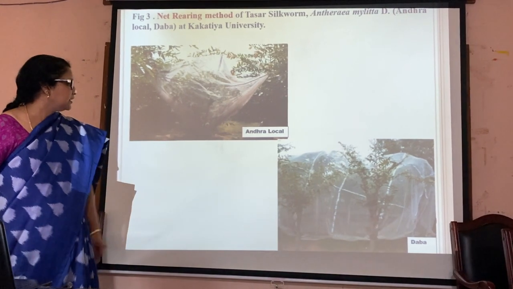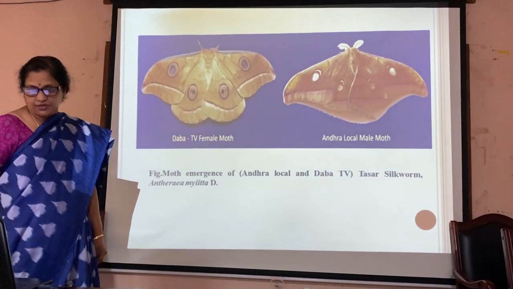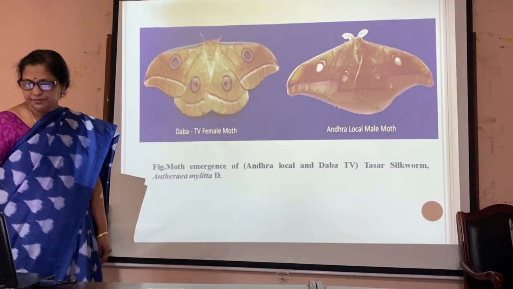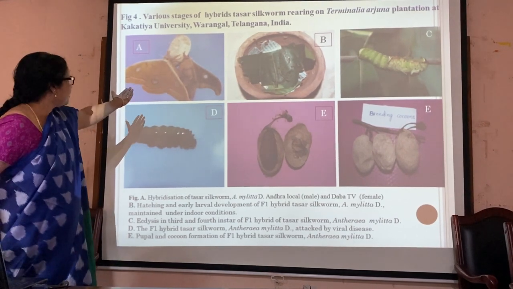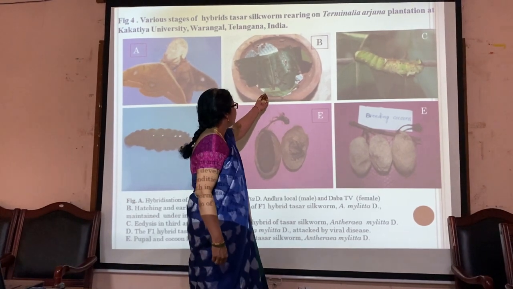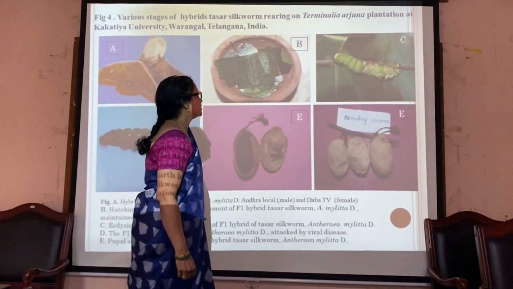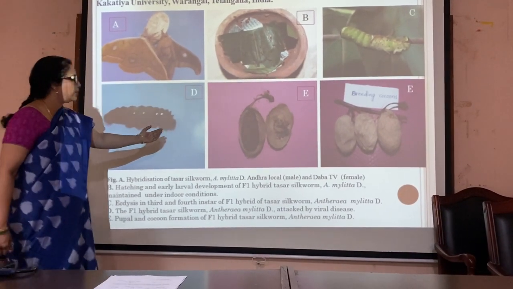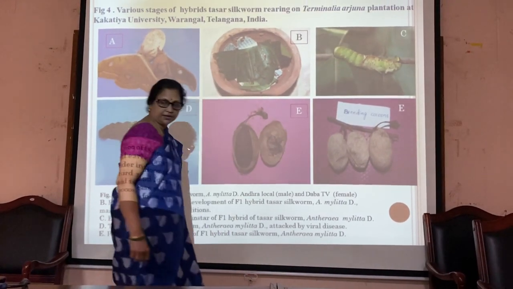So here you can see the two parental ecoraces reared separately on separate plants. And these are the moths: female Andhra local, female Daba TV, and Andhra local male moth. This is the procedure of grainage. You can see the coupling, then the hatching of the newly hatched worms from the eggs, and this is the molting stage, which is removing its external skin by ecdysis. And this is the pupal stage, this is the diseased worm, and then here you can see the pupa, and these are the cocoons, that is the breeding cocoons.